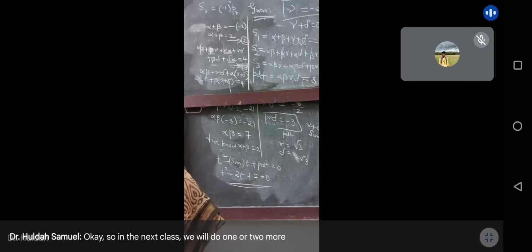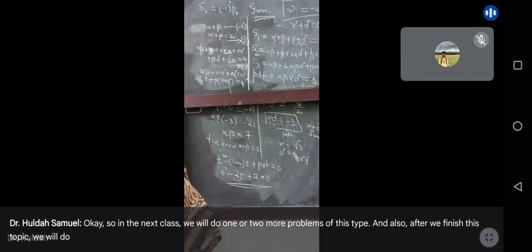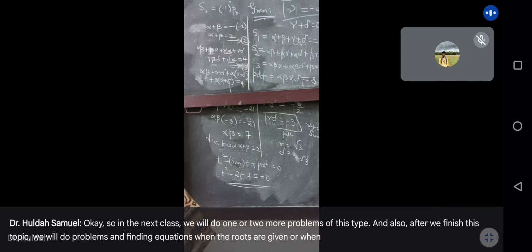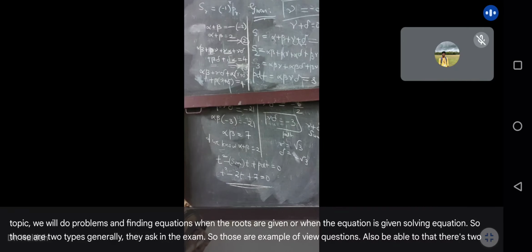Okay, so in the next class, we will do 1 or 2 more problems of this type. And also after we finish this topic, we will do problems in finding equations when the roots are given, or solving the equation when the equation is given. Those are the 2 types generally asked in the exam. So those exam point of view questions also we will do, about 2 classes after I finish this.